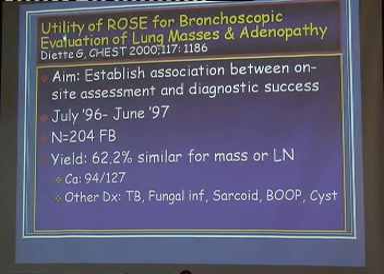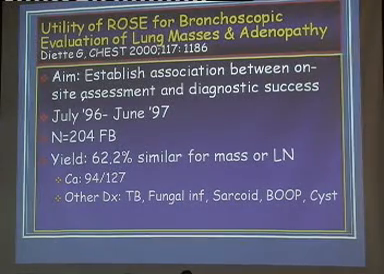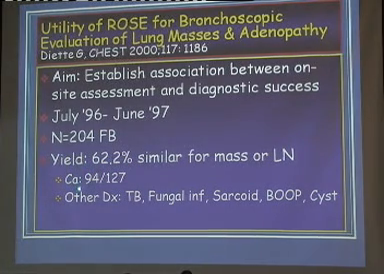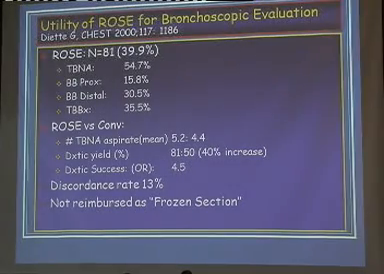Now, once again, the next article, I'm taking you now to the year 2000. Utility of ROSE for bronchoscopic evaluation of lung masses and adenopathy. The aim was to establish an association between on-site assessment and diagnostic success during this period, about 1 year. 204 flexible bronchoscopies were performed. Yield was similar for the masses versus lymph nodes. Malignancy, as it is shown here, was in 94 of 127 patients, and other diagnoses such as TB, fungal infection, sarcoid, BOOP, and bronchogenic cyst were diagnosed in this fashion.